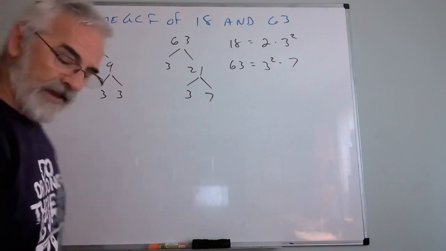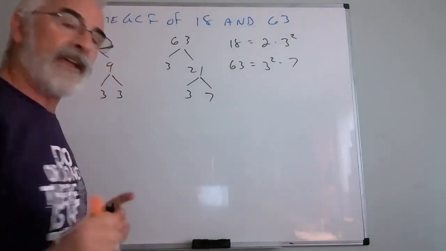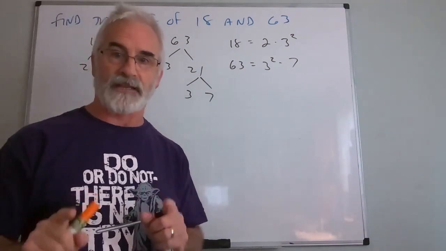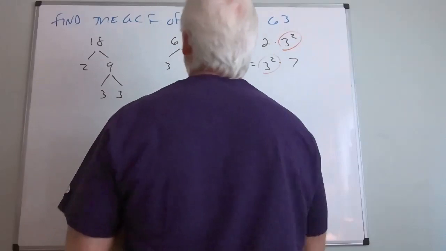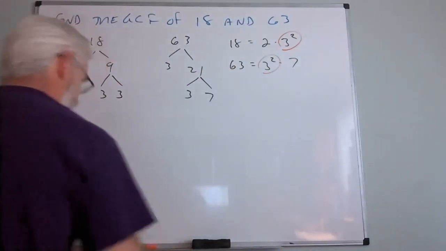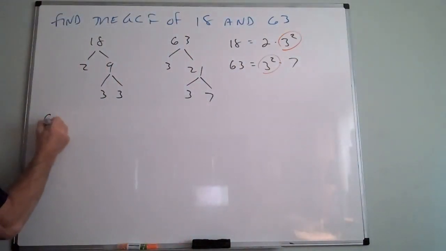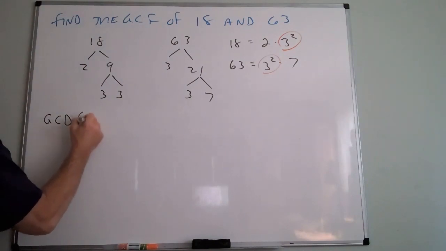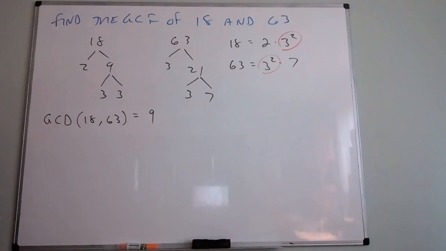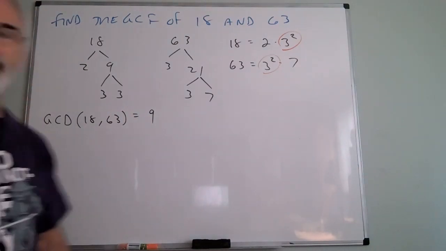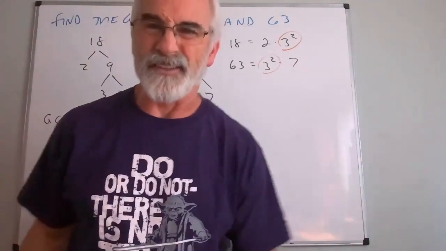So when I'm looking at that, what is the most they have in common? Okay, that's the key. The most they have in common is a 3 squared. So we would say, and now I'll use GCD, and we write it like this. The GCD of 18 and 63 is in fact 9. Great. Now there's nothing wrong with that, but let me throw a what if at you.